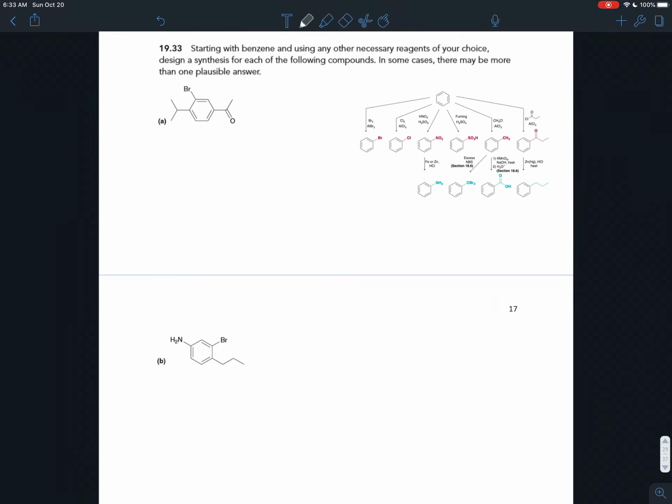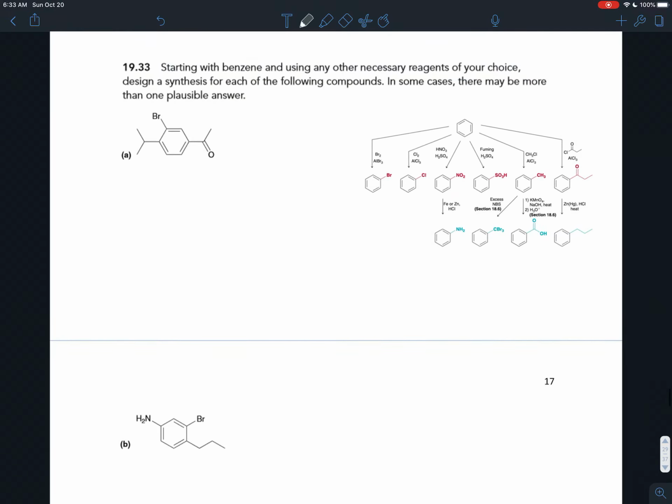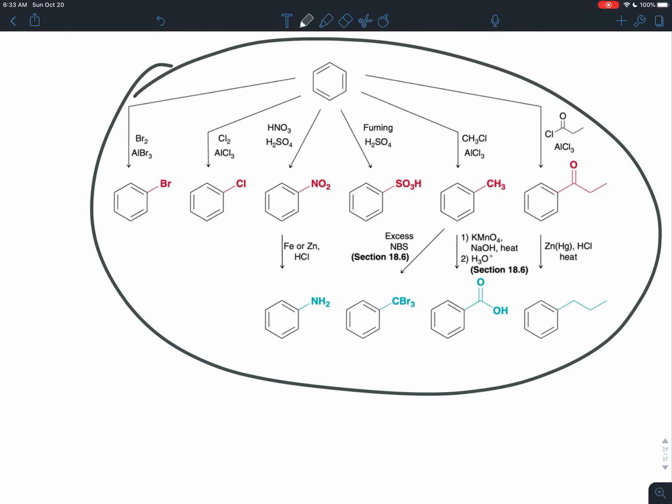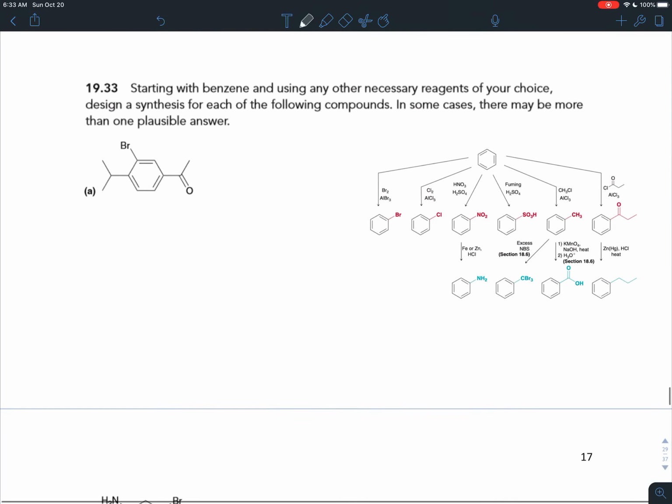Exercise 1933 is similar to exercise 1930, but here instead of putting 2 branches on the ring, we're putting 3. So it says starting with benzene, so we're just going to use pure benzene, and using any other reagents of your choice. So those will be those reagents we learned for this chapter that we're going to focus on. Design a synthesis for each of the following compounds. In some cases, there may be more than one plausible answer.